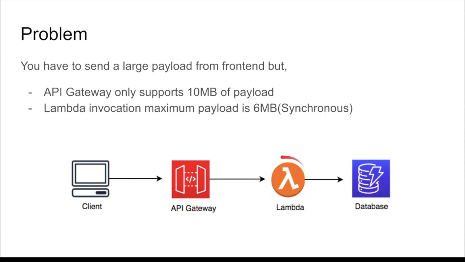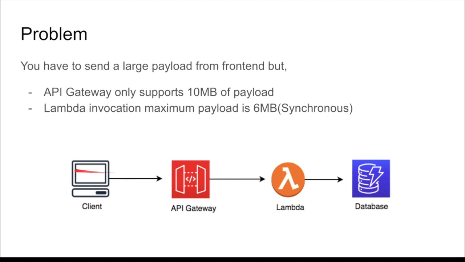At the same time, the Lambda also has a payload limit of 6 MB for synchronous invocation. Now, API gateway is synchronously invoking Lambda. So the payload that is passed from API gateway to Lambda must be less than 6 megabytes. So even if your payload is above 6 MB, the API gateway will allow it, but at Lambda it will be rejected and send back an exception.